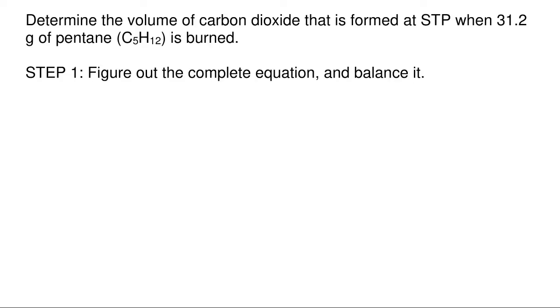This problem is asking you to determine the volume of carbon dioxide that is formed at STP when 31.2 grams of pentane is burned. But usually this top part would be all that's given. And students often freak out when they see this because it looks like way too little information to do anything. You don't even see an equation.